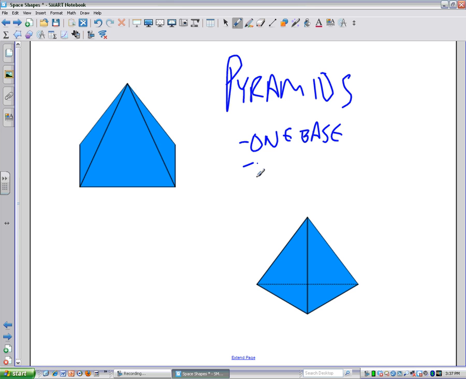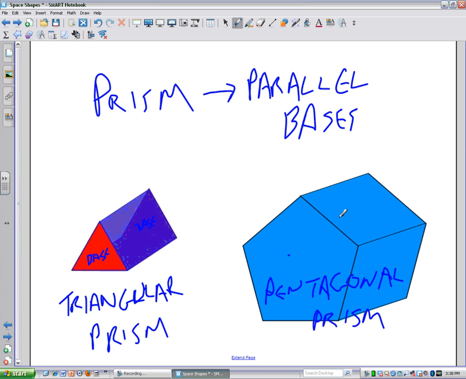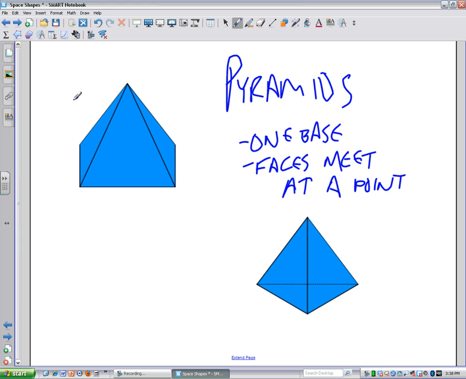Okay, and the faces, which are the sides, they all meet at one point. Okay, so they have one base, and your faces all meet at a point. Okay, these go back to prisms. These things here we refer to as the faces. Okay, bases and faces. All right, so pyramids.